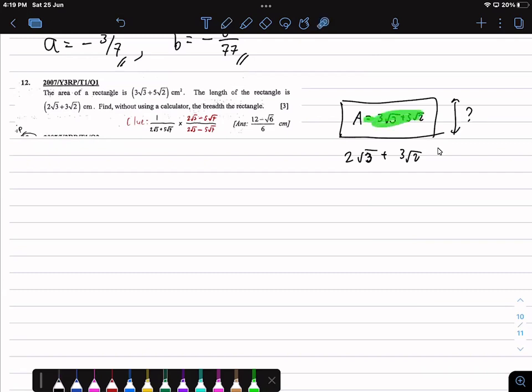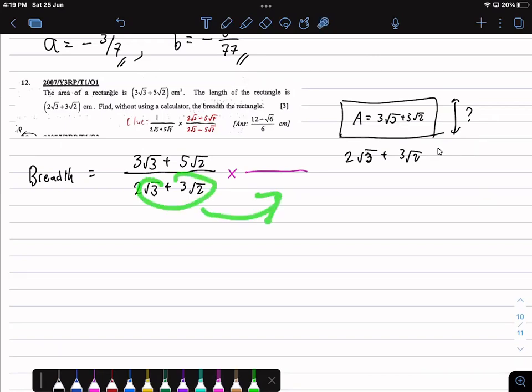We know area is equal to length times breadth. So how do you find breadth? Divide. Yep, so you just have to take area divided by the length. Then how do you simplify into this format? You need to rationalize the denominator. So times top and bottom by the conjugate. So what's the conjugate? 2 root 3 minus 3 root 2.